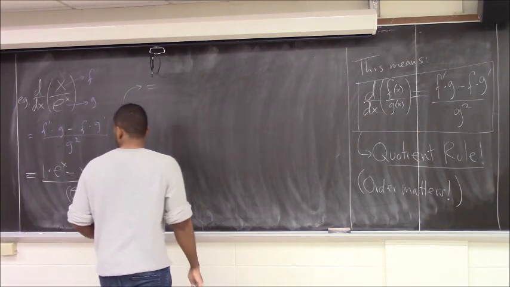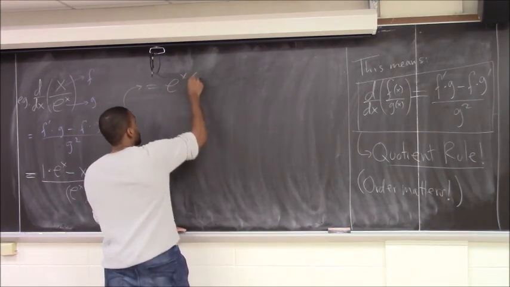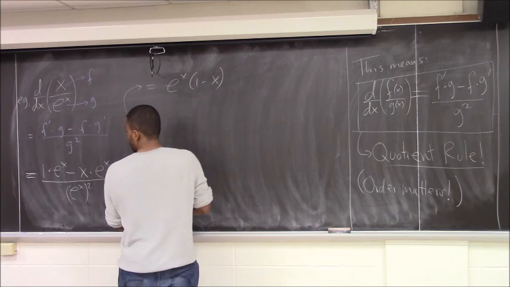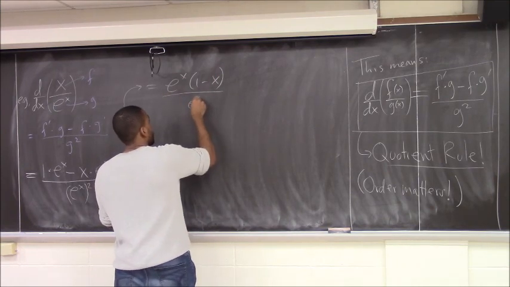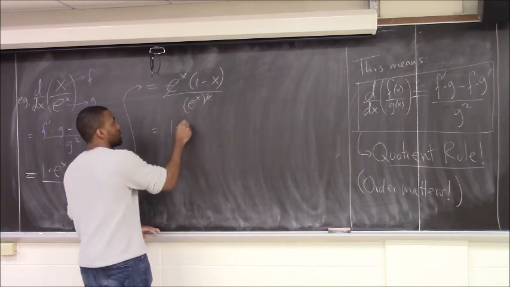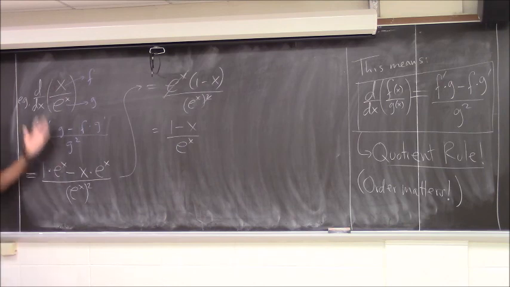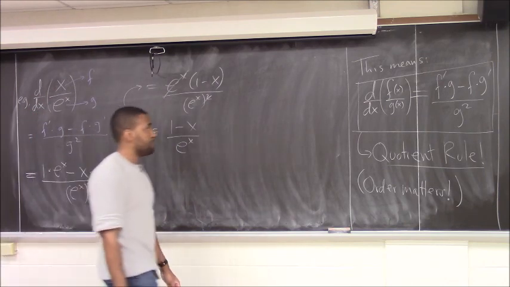But let's bring this a little further and simplify it. In the top, e to the x is a common term, so I'm going to factor that out. Then this can cancel with one of those. So the derivative of that function is 1 minus x over e to the x.